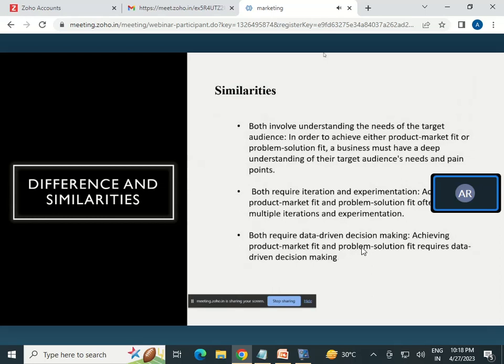So both are similar. Why? Because they both are related to the business development thing, right? With the help of both the terms or both the fields, we are just developing a business. Now the next point says that both require iteration and experimentation. Achieving the product market fit and problem solution fit often requires multiple iterations and experimentations. Both require data-driven decision making.